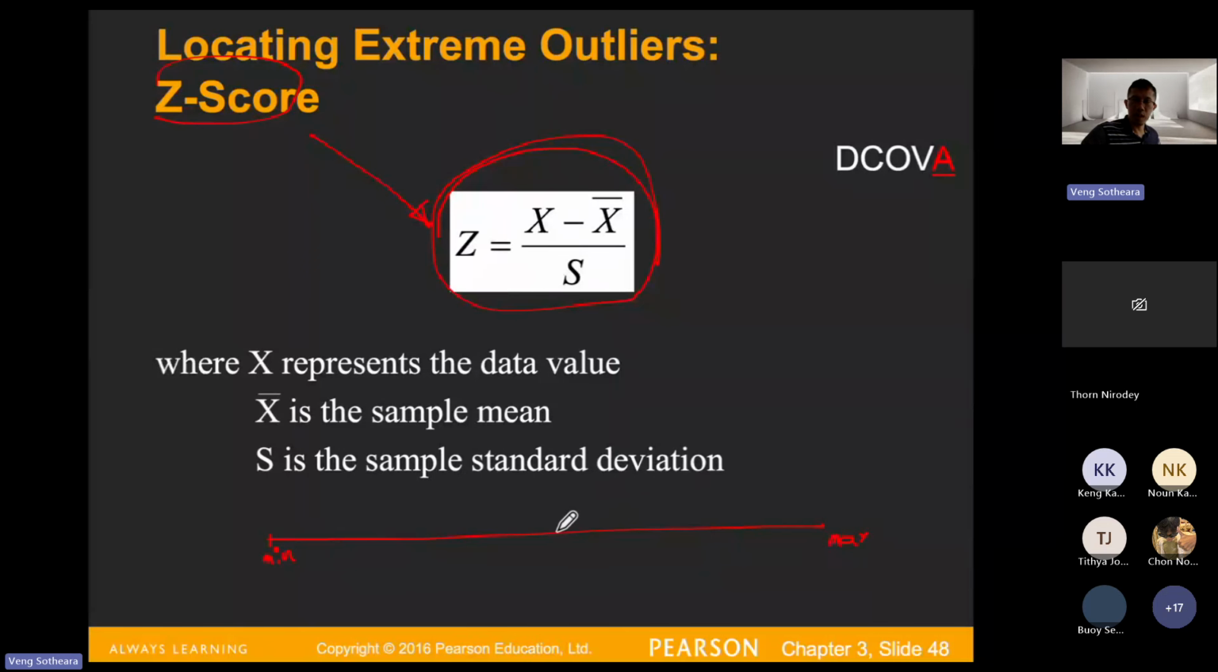So suppose that the center is somewhere here, the mean, the x bar, and suppose that one standard deviation is this. Okay, this is 1 sigma, 1s, sorry, 1 standard deviation.